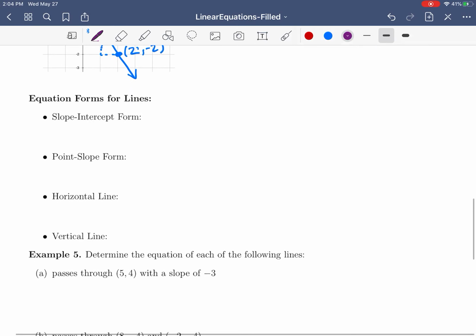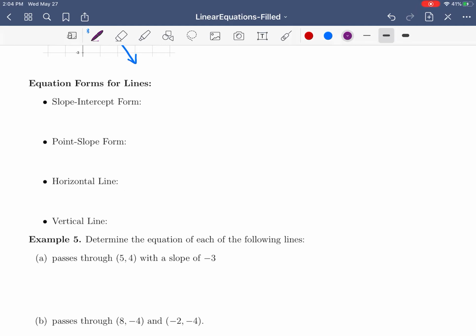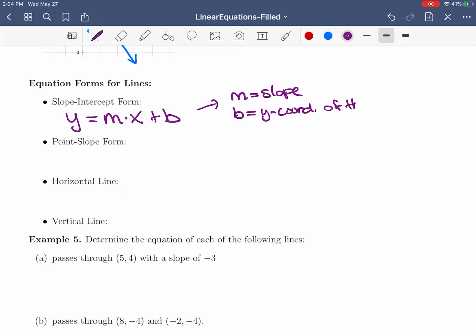Now, there's a bunch of different ways to write the equation for lines. I'm sure that you've heard of all of these before. The first one is slope-intercept form. The way that's written is y equals m times x plus b. Here m is the slope, and b is the y-coordinate of the y-intercept point. So the point is the point 0, b. So you have the b, the y-coordinate.